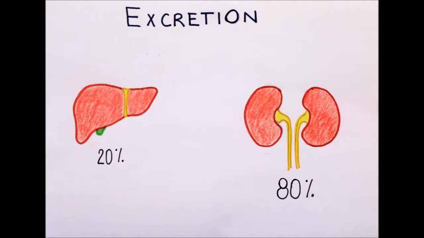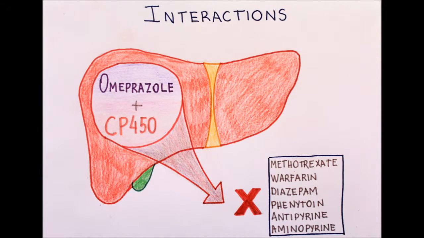The majority of the dose, about 80%, is eliminated in urine as at least 6 metabolites. The remainder of the dose, about 20%, is recoverable in feces, which implies a significant biliary excretion of the metabolites of omeprazole. Because omeprazole is extensively metabolized by the hepatic cytochrome P450 system, interactions with other drugs may occur, such as methotrexate, warfarin, diazepam, phenytoin, antipyrine, and aminopyrine.